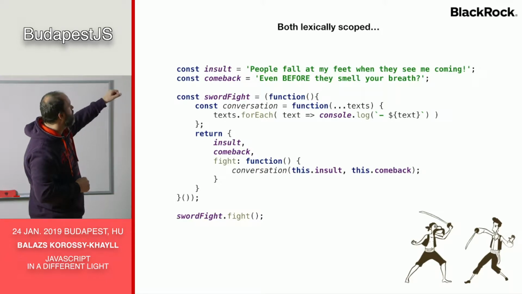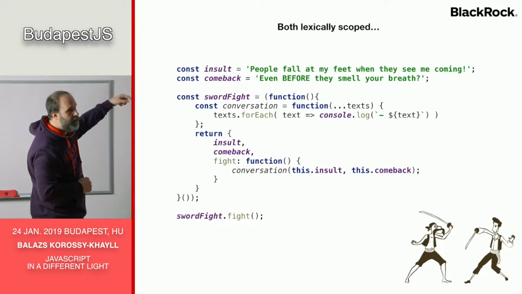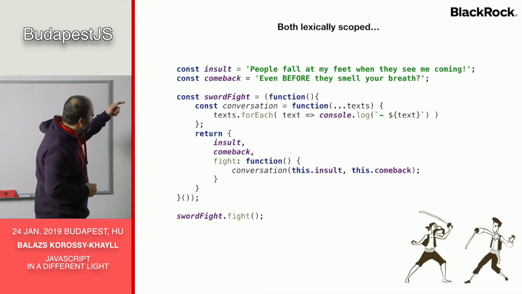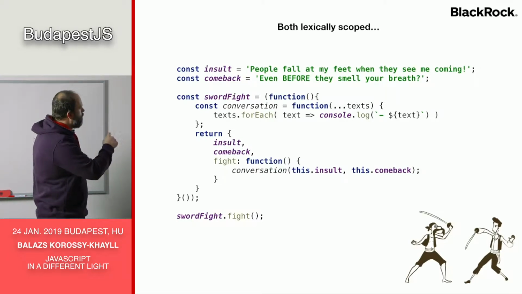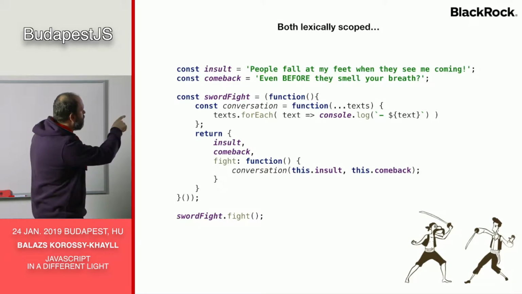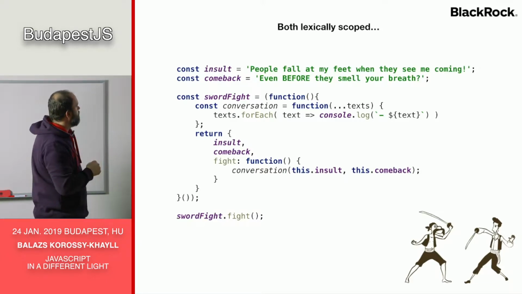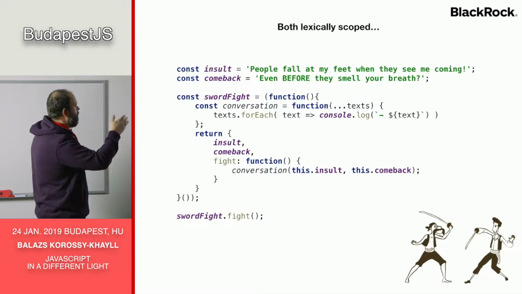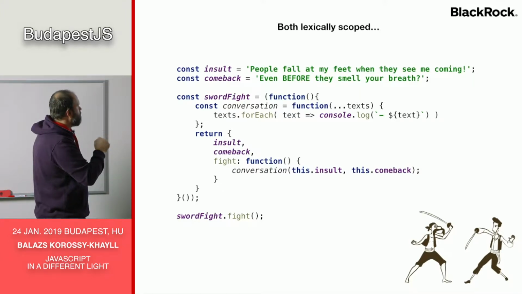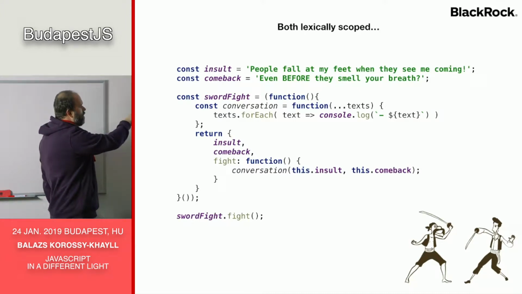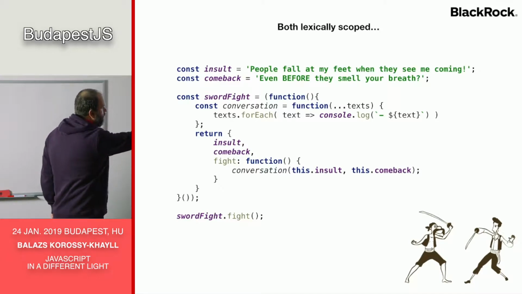In the first two lines, I'm defining these two constants, and then I'm defining this sword fight constant, which is going to be the result of this immediately invoked function. Then I have a function within the closure, and then I'm returning an object. This object has three properties. The first two are using this shorthand syntax, so they are referring to those constants at the beginning. It's just like I'm writing insult, colon, and then insult. Then it has this function, which is calling the other function from the closure. As the parameter of this function, I'm giving this insult and this comeback.